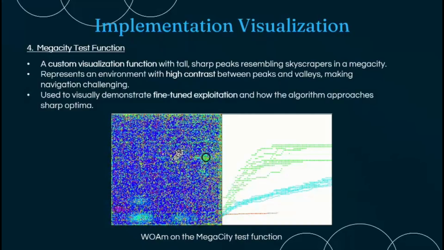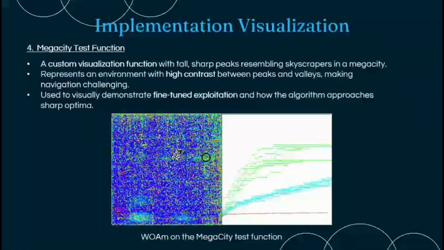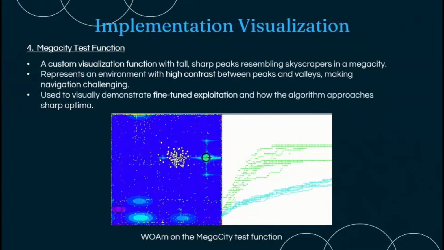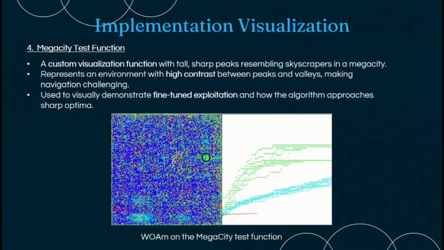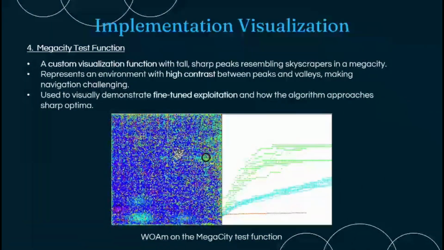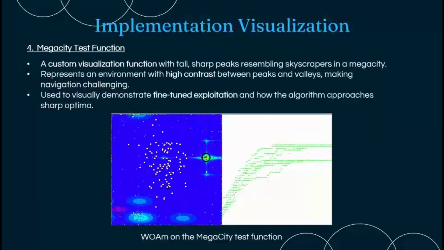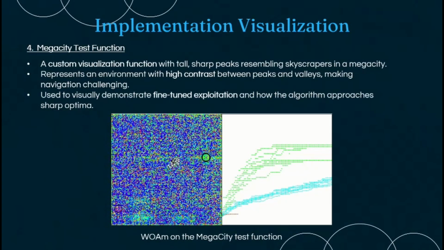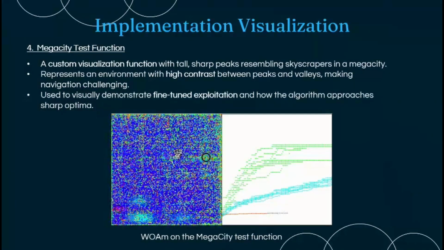Here is the visualization. The whales must precisely identify the tall peaks while still avoiding misleading points. The visualization clearly shows how the whale optimization algorithm gradually moves upwards towards the sharp global optimum and demonstrates its strong exploitation ability.